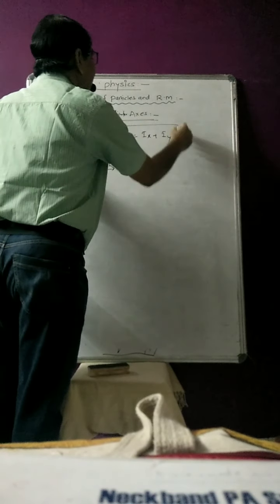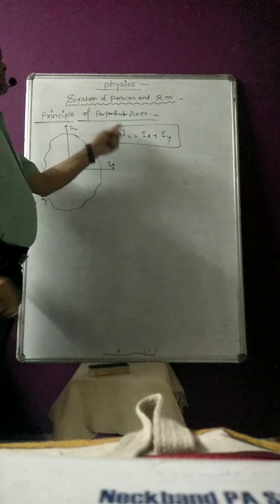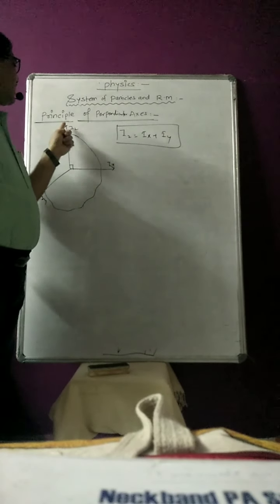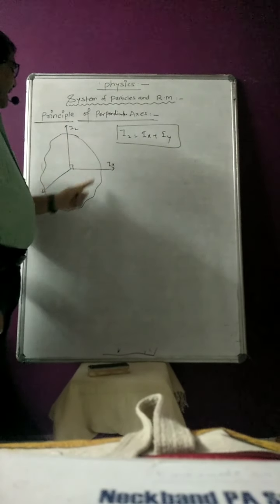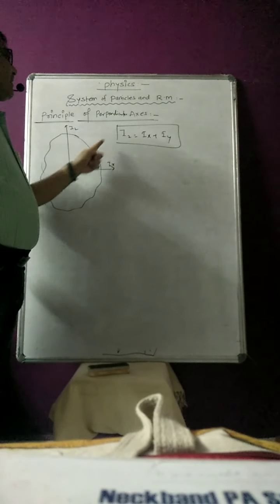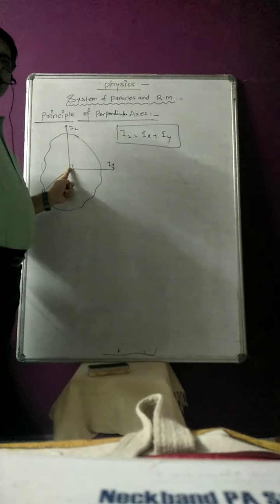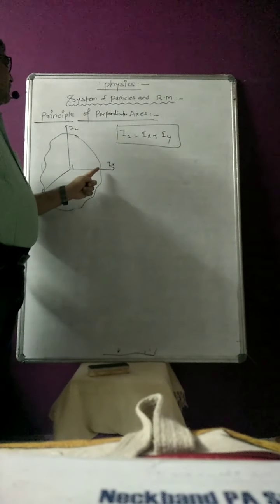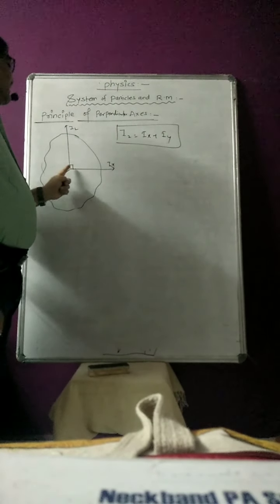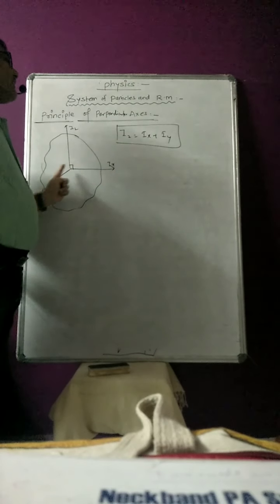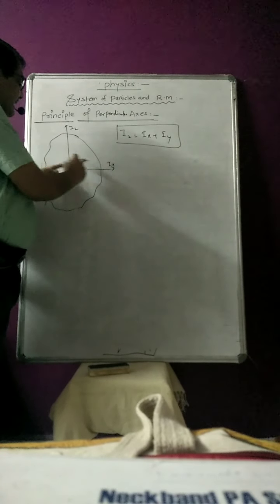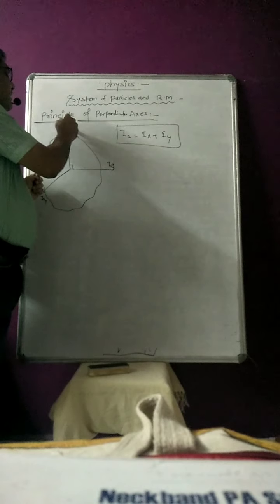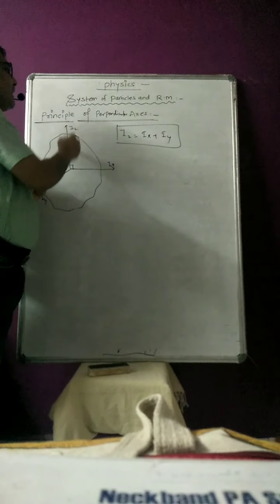Again I will define the perpendicular axis theorem: the moment of inertia of a plane lamina about an axis perpendicular to its plane is the sum of the moments of inertia about two mutually perpendicular axes which intersect at the point where the perpendicular axis cuts that plane lamina.